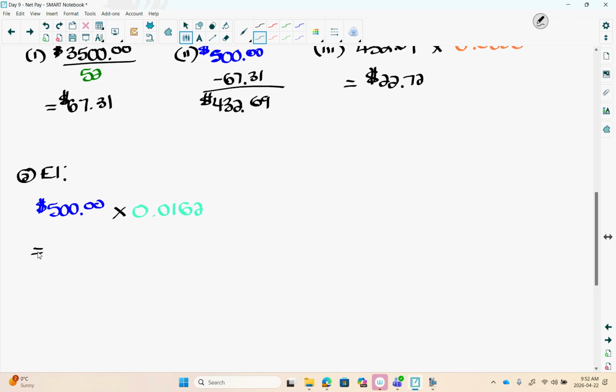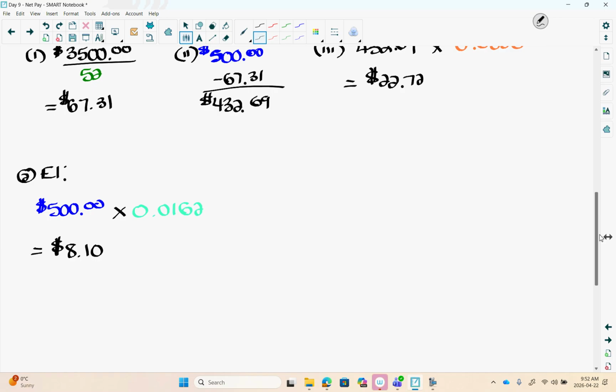And what do I get there? What's 500 times 0.0162? 8.1. How would I write that in terms of money? Dollars and cents. 8.10. That's right. $8.10. So that's how much they are going to take off my paycheck.